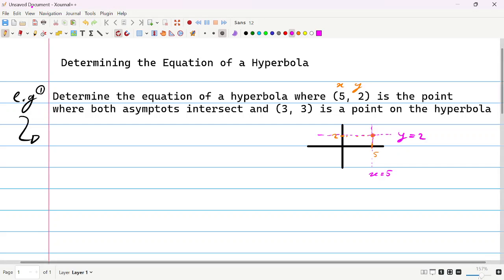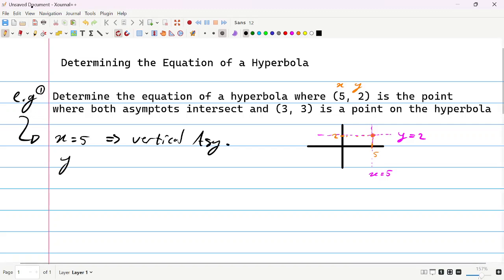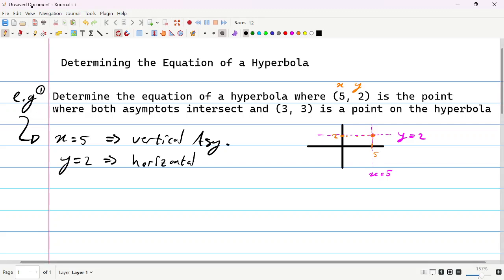Does that make sense? Because the asymptotes are perpendicular to each other, and they only intersect each other at one point and one point only. So that would indicate to us that the vertical asymptote is going to be x equals 5. So what we are saying is x equals 5 implies vertical asymptote, and y equals 2 implies to us that we have a horizontal asymptote. Okay.